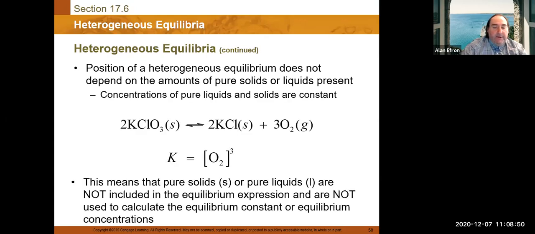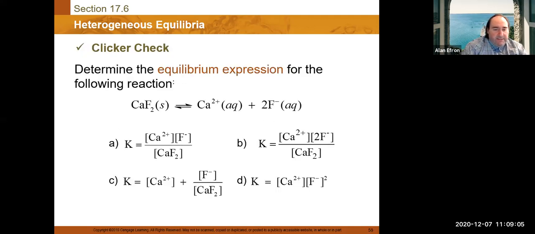So as you can see here, that's essentially all that would be included in the expression. Again, things that are solid, basically just sitting there, not going to participate in it. All right, so why don't you take a second here and see what is the equilibrium expression for this reaction and see which one you come up with.